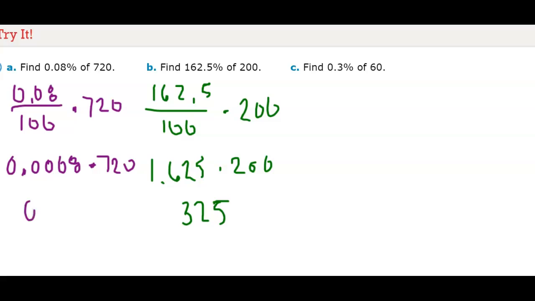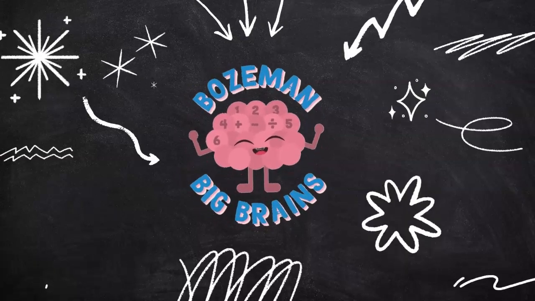And you should get 0.576. And that is your 0.08% of 720. Now I want you to try doing C following the same steps that I did in A and B.